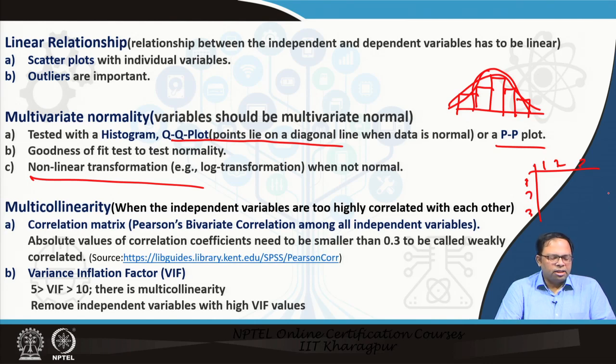There is also another way to check this. We check the variance inflation factor, VIF. If the variance inflation factor is between 5 to 10, there is multicollinearity, and when it is near 10, then it is very highly correlated, and we need to get rid of that particular variable. So, we should remove independent variables with high VIF values. And in case of Pearson's bivariate correlation, different values have been suggested, like for moderate correlation 0.3 is the value. When it is about 0.3, we call it moderate correlation. If it is above 0.5, we say very high correlation, and we should get rid of one of the variables.